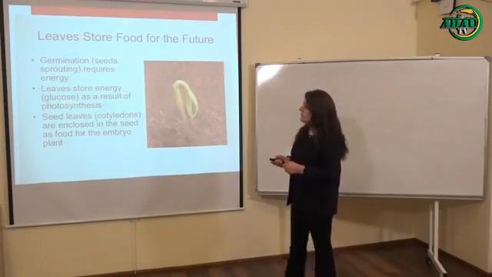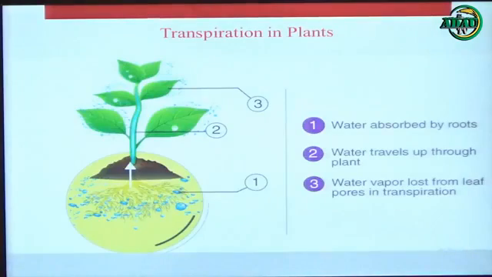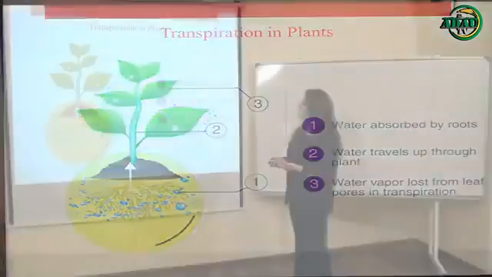Germination or seed sprouting requires energy, and leaves store energy as a result of photosynthesis, and seed leaves or cotyledons are enclosed in the seed as food for the embryo plant. And transpiration, one of the main functions of the leaf, is transpiration.